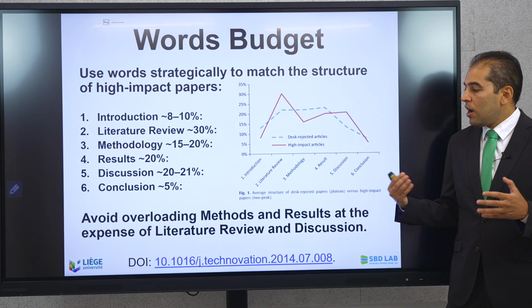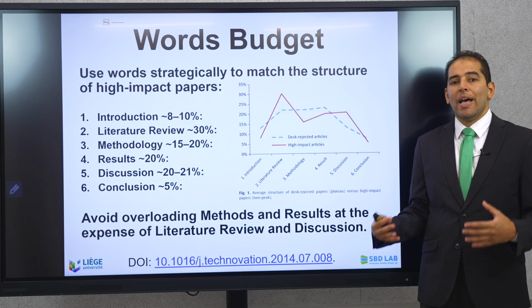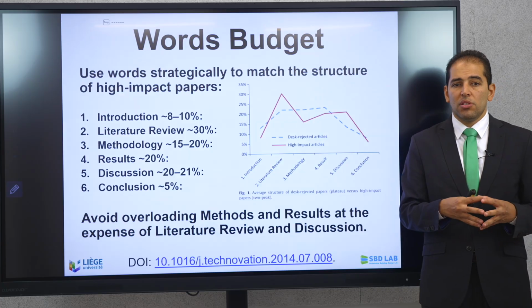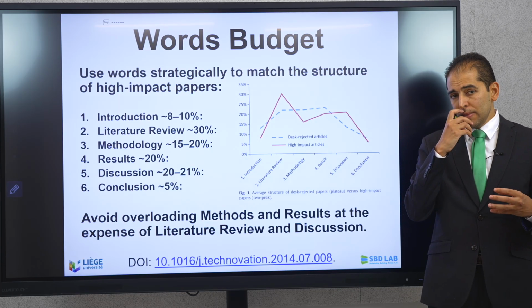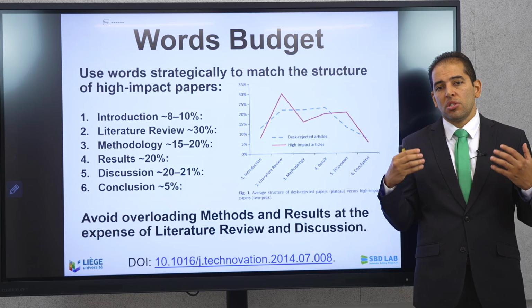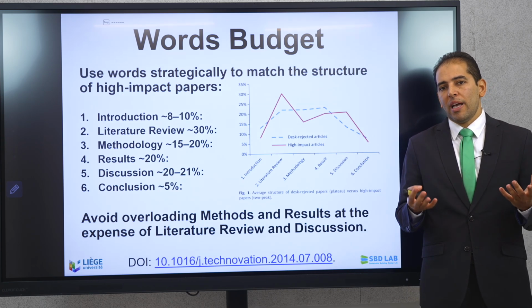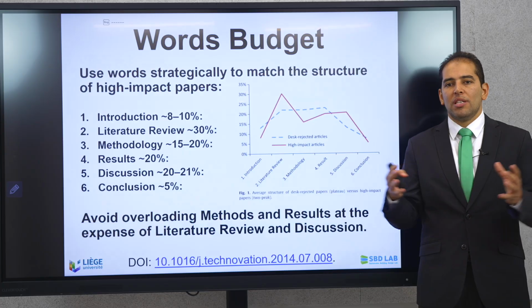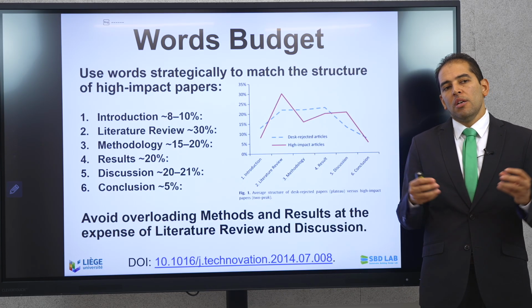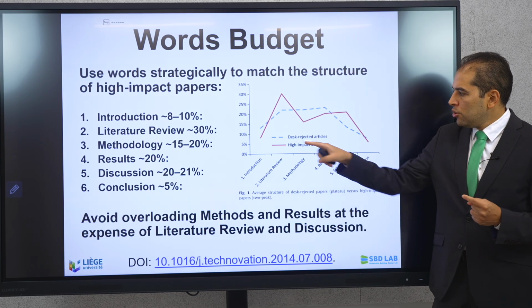And by that, you avoid overloading your methods and your results at the expense of the literature review and the discussion. Because sometimes when early career researchers start to write their first paper, they have disproportionate word budgets. They have a section that is huge and another section that is very thin. In this sense, it's important to use this diagram.